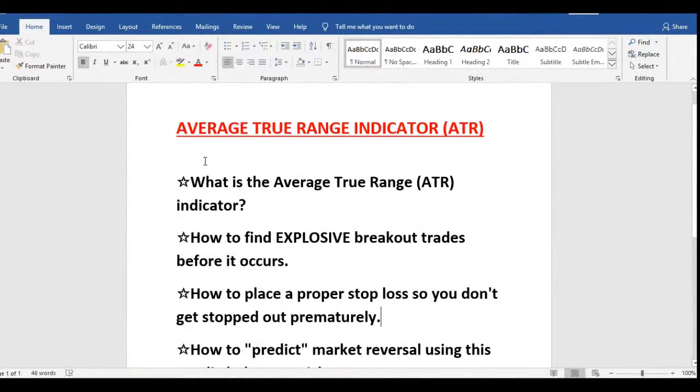Good evening, everyone. In today's session, we are going to talk about the average true range indicator, also known as the ATR indicator. So, what is the ATR indicator? The ATR indicator is simply an indicator that is used to measure volatility in the market.